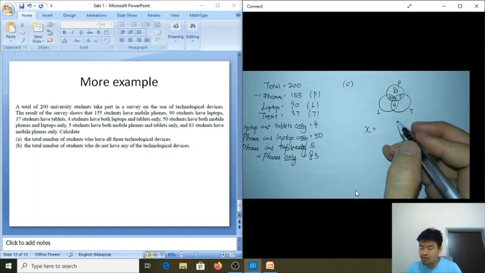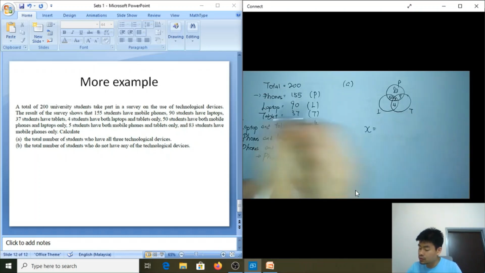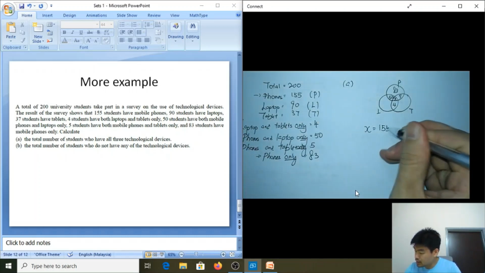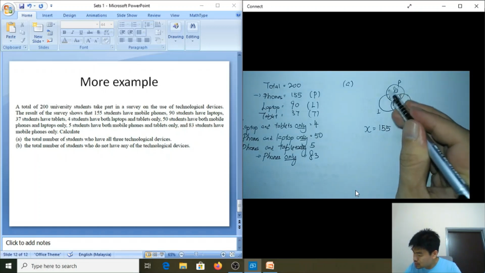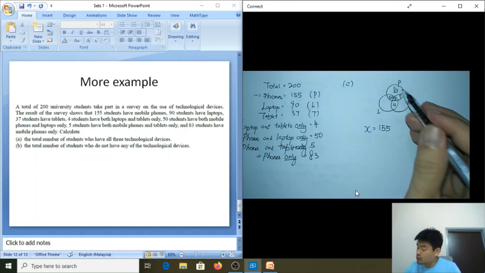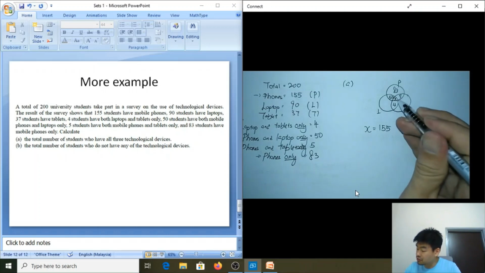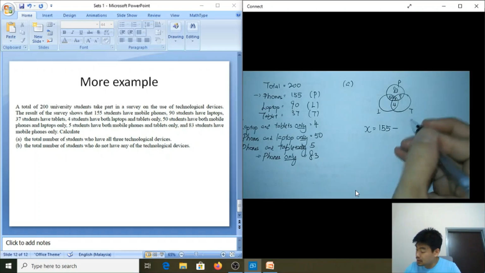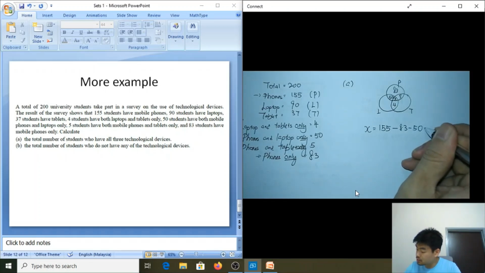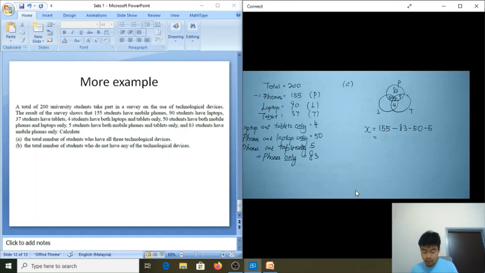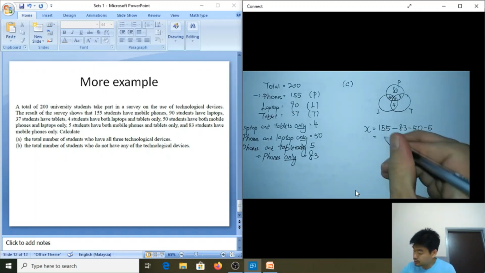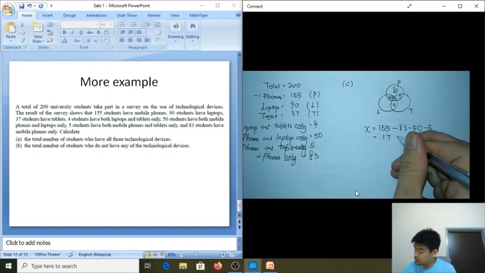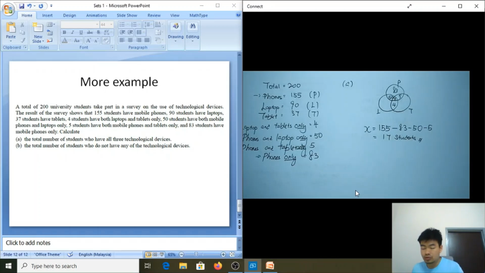So the total number of the students who own phones is 155. Okay, all the numbers in this circle should add up to 155. Therefore, to find the last number here, which is X, I use 155 minus 83 minus 50 and minus 5. So what is the answer? 17, right? 17 students. This is the answer for A. 17 students actually own all the 3 technological devices.